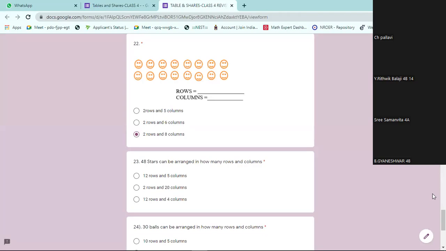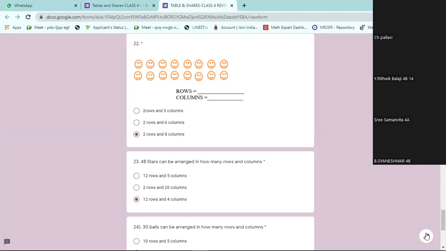23rd question, 48 stars are there. How to divide them into rows and columns? Many options will be there, but look at the options given. 12 rows and 5 columns: 12 fives are 60, but we have only 48. That is not the answer. 2 rows and 20 columns: 2 into 20 is 40, but 48 are given. That is also not correct. 12 rows and 4 columns: 12 fours are 48. Yes. For the 23rd one, that is the right answer.